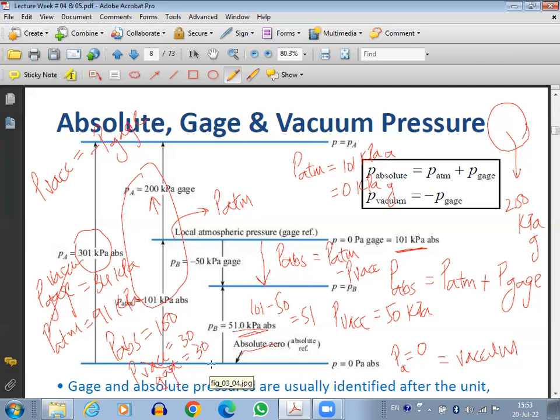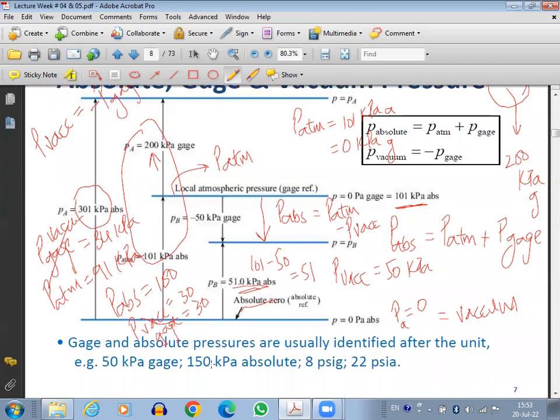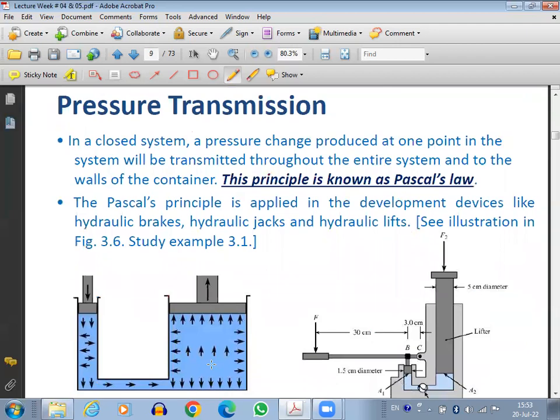Is there anything which is not clear so far? Okay, pressure transmission. In a closed system, a pressure change produced at one point in a system will be transmitted throughout the entire system and to the walls of the container. This principle is known as Pascal's law.